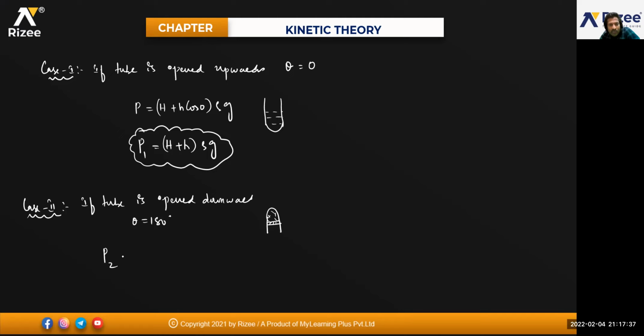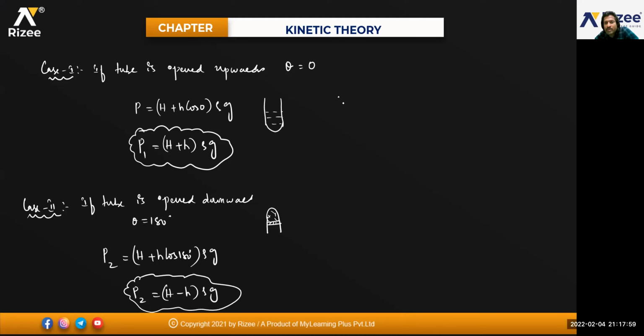So in the second case, when it is being opened downwards, P2 will be equal to capital H plus small h into cos 180 degrees into rho into g. Cos 180 is how much for me, beta? Minus. So P2 will be equal to capital H minus small h into rho into g. So this will be the formula for it.